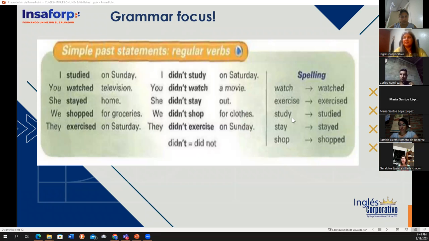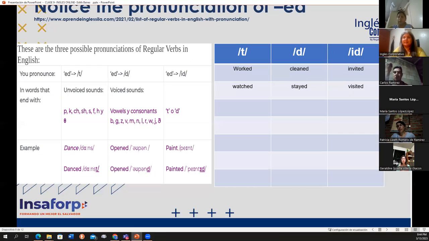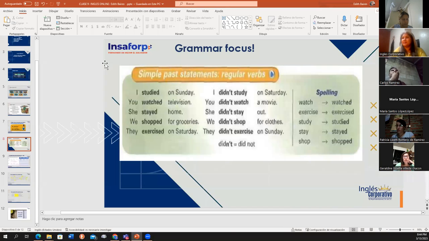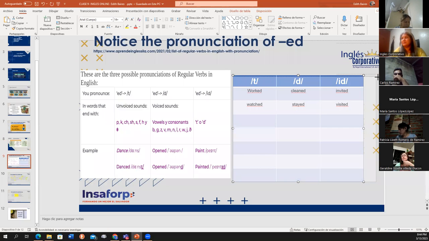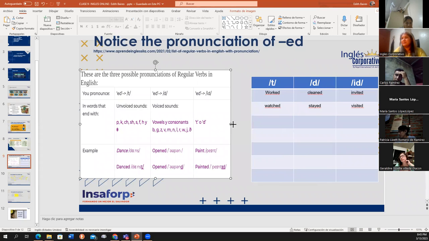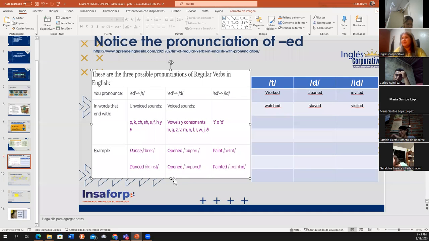We have another example of verbs here. Washed, exercised, studied, stayed, shopped, okay? So we need to make sure that we emphasize in the pronunciation of these past tenses, okay? We have here some examples, okay? In order you can practice. Let me move this. Okay, maybe you can see it better.